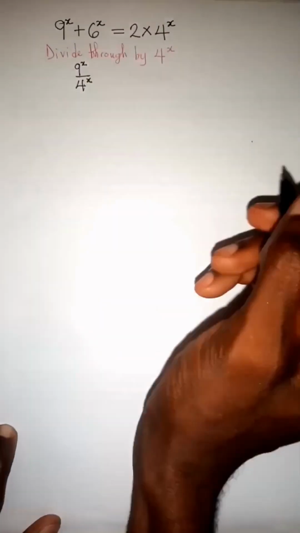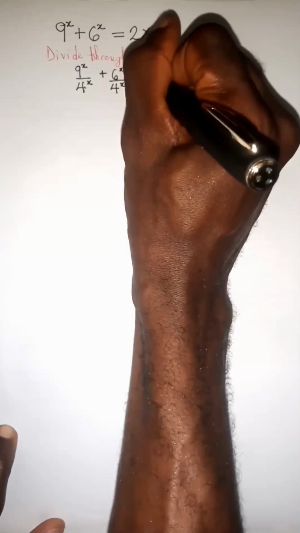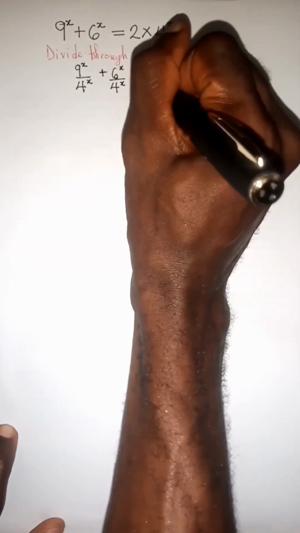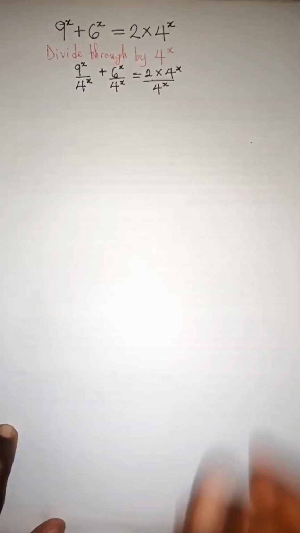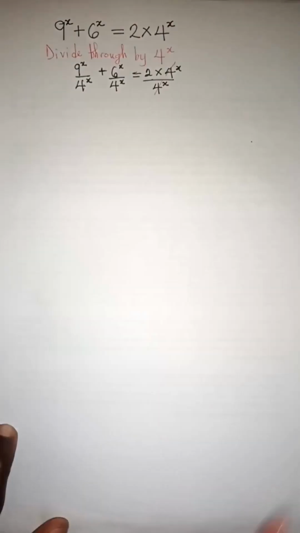So when we do so, we're going to have 9 raised to power x over 4 raised to power x, then plus 6 raised to power x over 4 raised to power x on the left hand side, and on the right hand side we have 2 times 4 raised to power x over 4 raised to power x, so that on the right hand side 4 raised to power x cancels out.